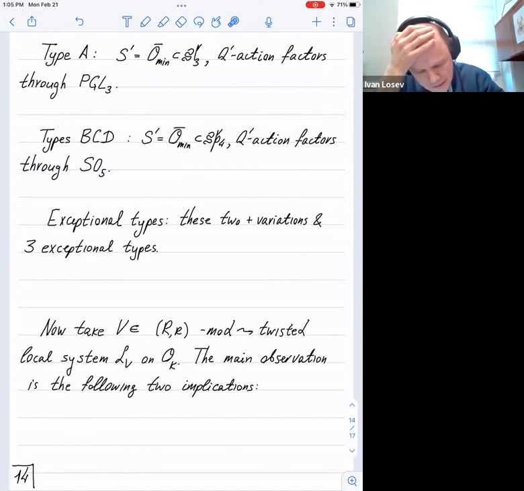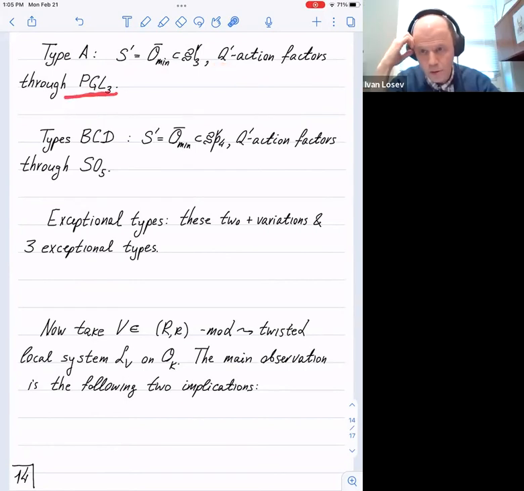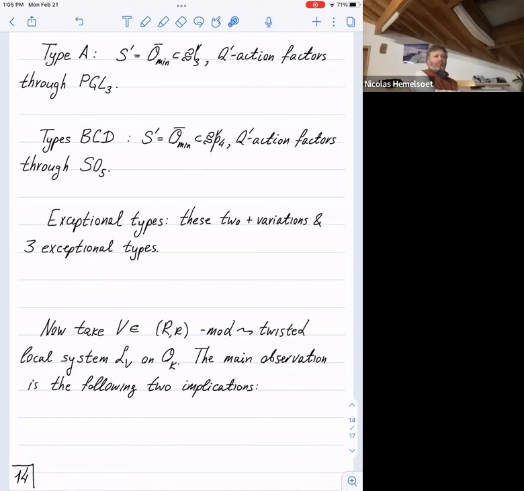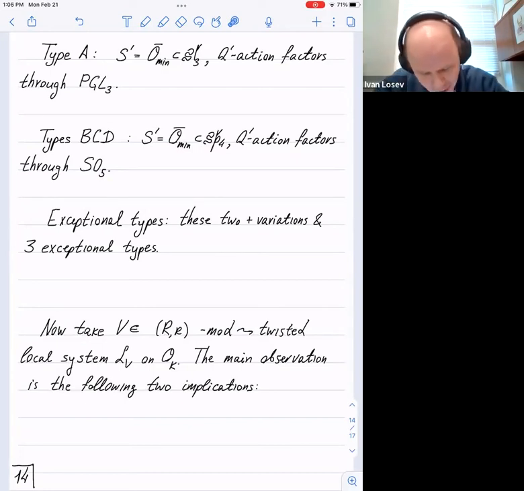So in type A, this S prime, the slice to the G orbit, a 4-dimensional variety, is actually the closure of the minimal orbit in SL3. And the Q prime action just factors through PGL3. In types B, C, D, I have the minimal nilpotent orbit in SP4, and the action of Q prime factors through SO3. And then in exceptional types, I have 3 exceptions. There are also exceptional dimension 4 singularities. For example, one of them, you take this guy, and then there is a preferred action of ±1 just by rescaling. And then you take the quotient. And that's one of the singularities which appears in type E7.